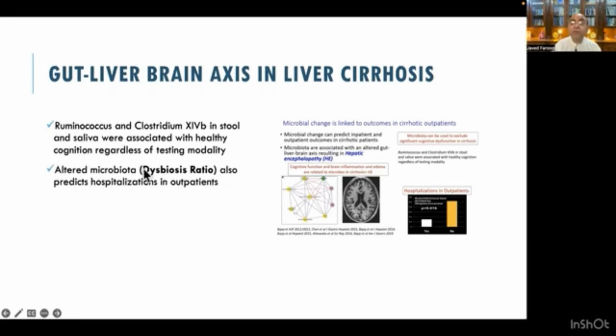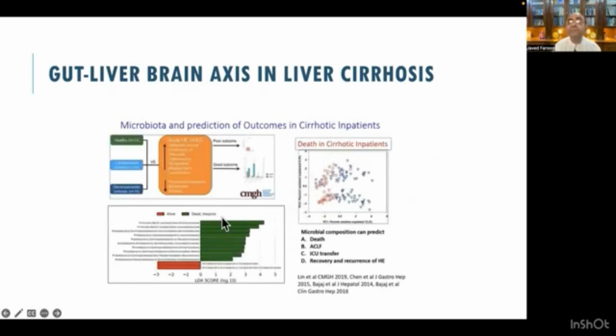The altered microbiota or the dysbiosis ratio also predicts hospitalization in outpatients. The microbial composition can predict death, which patients are going to die, which patients are going to develop ACLF, which patients will need ICU transfer, and which patients will recover and there will be recurrence of the HE. So the microbial composition in any cirrhotic patient can predict these important clinical outcomes.